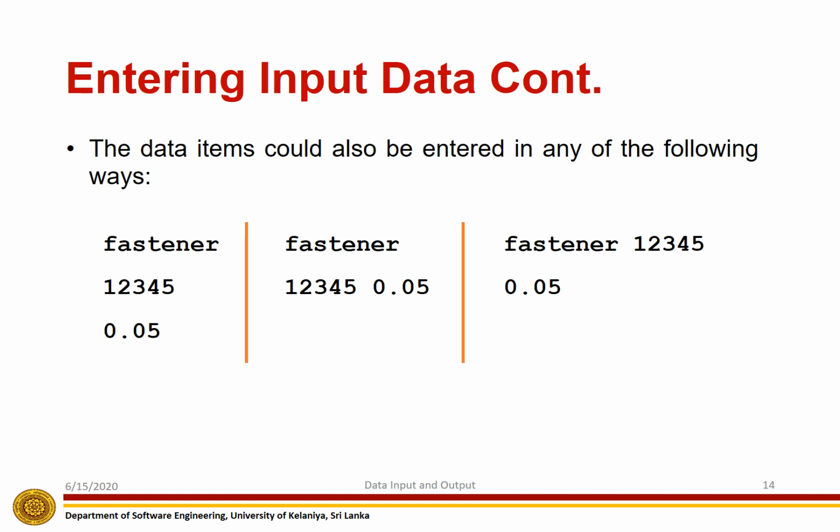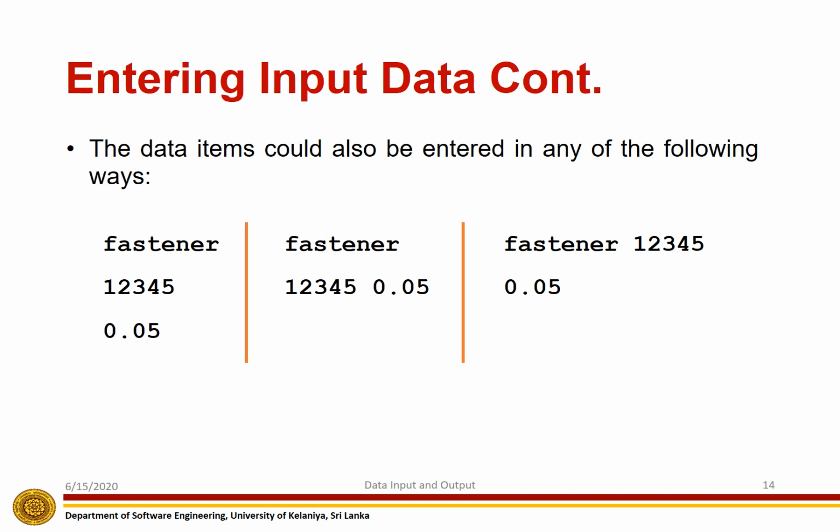The data items could also be entered on separate lines. Since the new line characters are also white space characters, the data items could also be entered in the way shown in the slide. Fastener in the next line 12345 and next line 0.05, or fastener in the next line 12345 space 0.05, or fastener space 12345 in the next line 0.05. All ways are correct and simple.